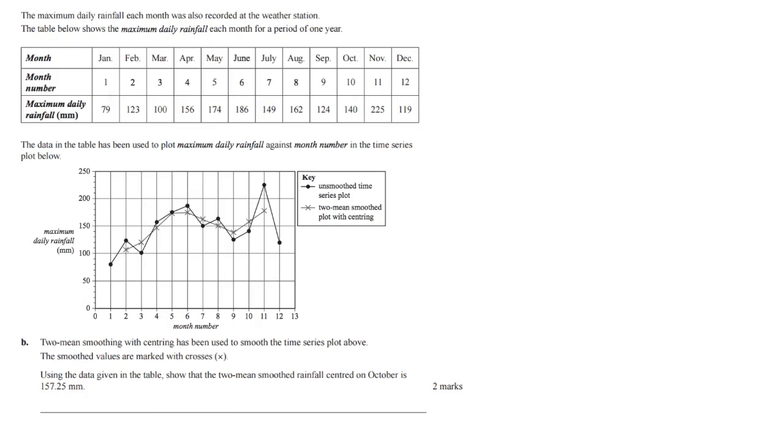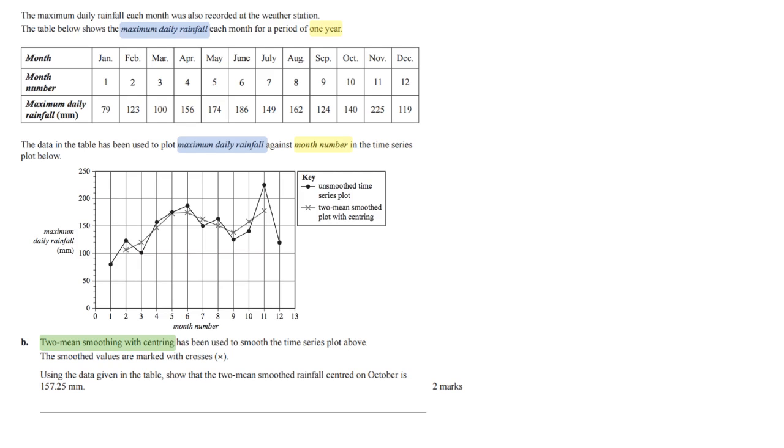The maximum daily rainfall each month was also recorded at the weather station. The table below shows the maximum daily rainfall each month for a period of 1 year. The data in the table has been used to plot the maximum daily rainfall against month number in the time series plot below. In part B of this question, we are told that 2 mean smoothing with centering has been used to smooth the time series plot above. The smoothed values are marked with crosses.